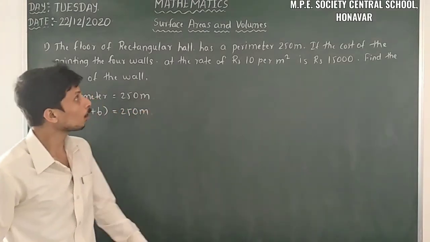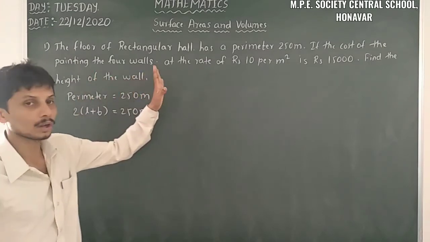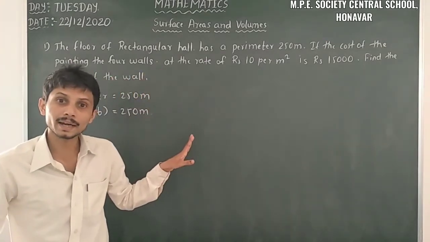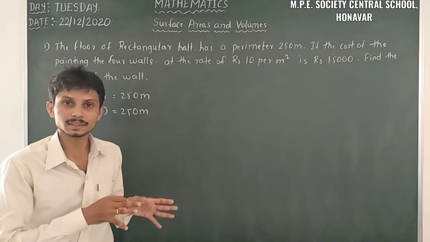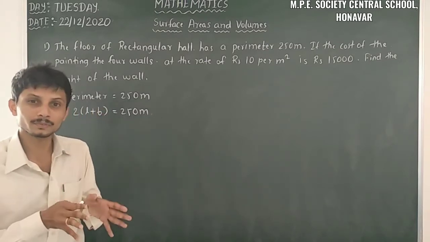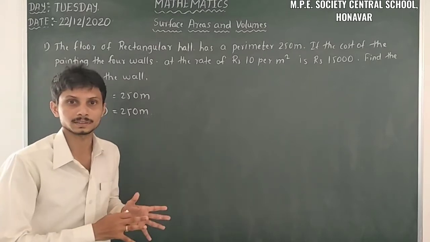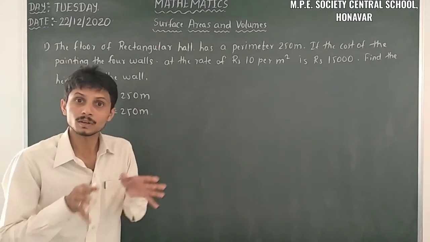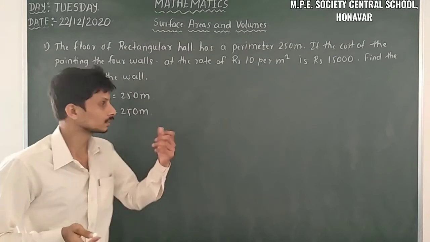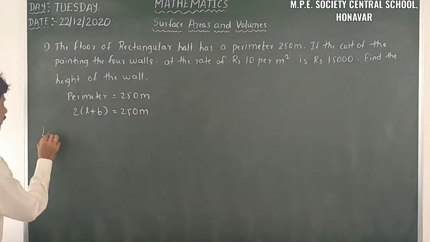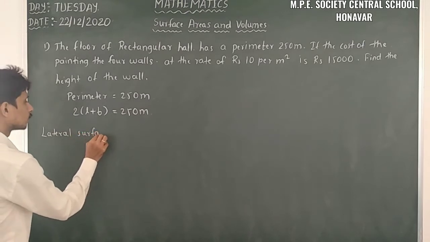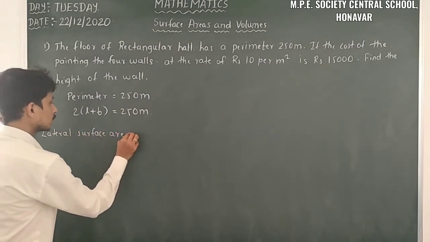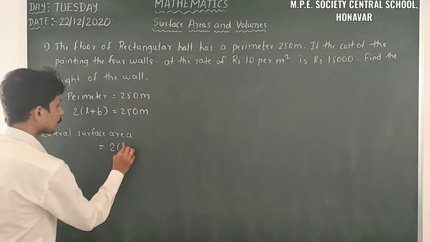Then, the cost of painting the four walls means it is the lateral surface area. So just take the lateral surface area. What information do we have here? We have to write it first, then think about what to do. So the lateral surface area is equal to 2 into (L plus B) into H.